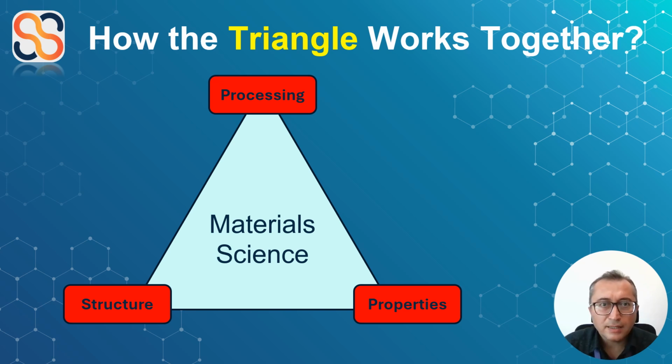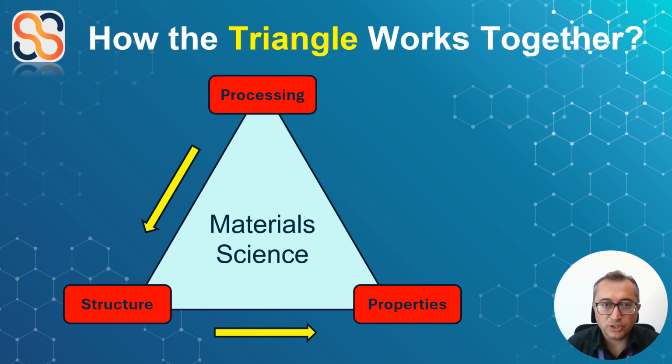So let's bring it all together. The processing structure properties triangle is like a recipe. The way you process the material, how you heat, cool, or press it, changes its internal structure. I mean how the atoms or grains are arranged, and that structure determines its properties, whether it's strong, flexible, or heat resistant. It's a continuous cycle. If you change one, the other two change as well.